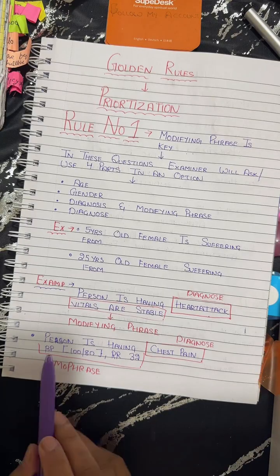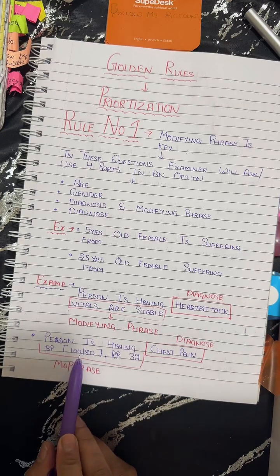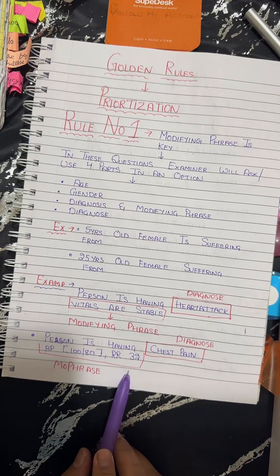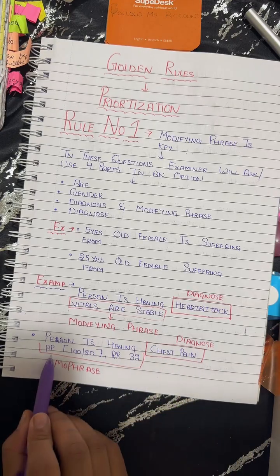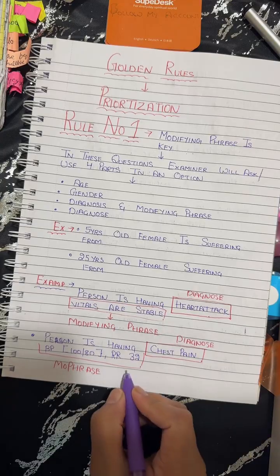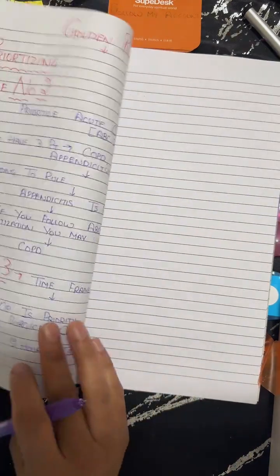So number 2 example: person is having chest pain, BP 100/80, respiration 32. So this is the diagnosed chest pain and this is the modifying phrase. Always go for this modifying phrase. So now rule number 2.